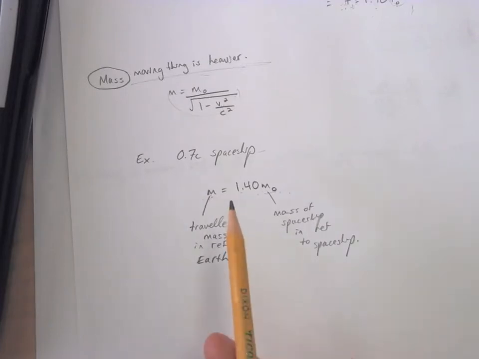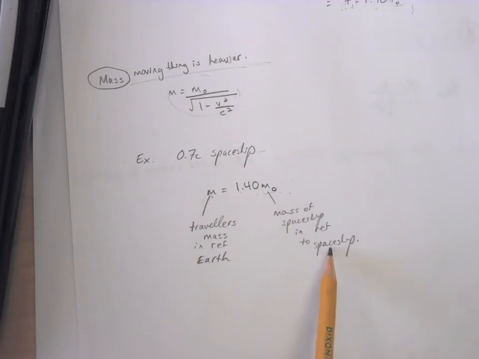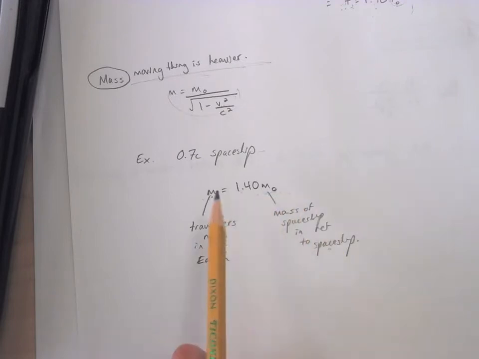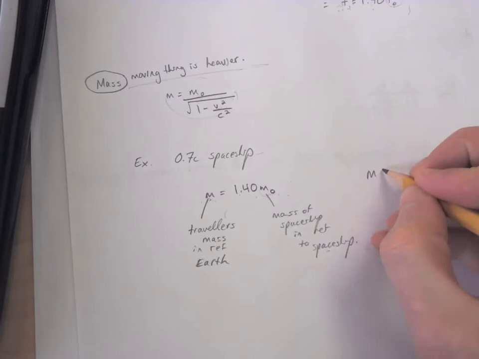But note that if it's moving really fast, the person in the spaceship weighing the spaceship will still think it's m naught. You have to be outside the spaceship and see it traveling by to see that it will weigh more. So this time m is greater than m naught.